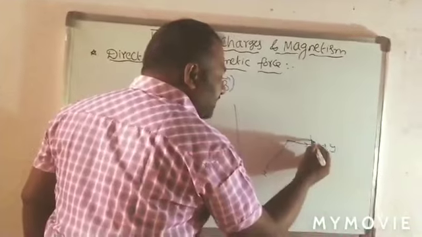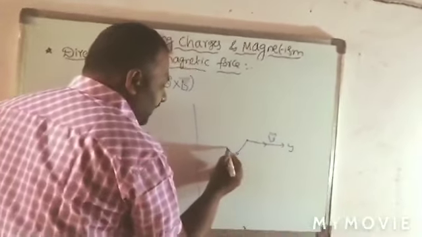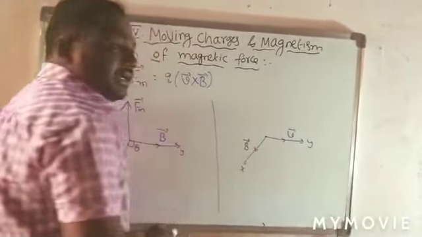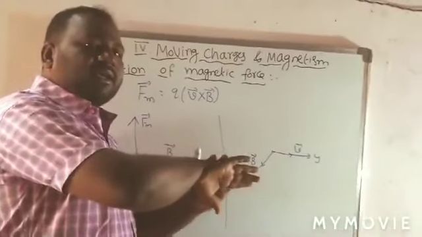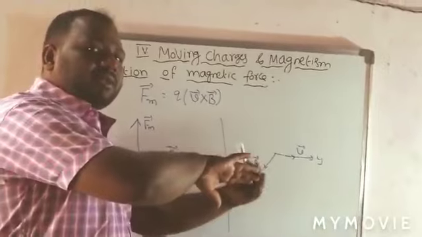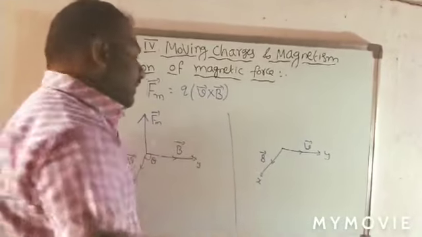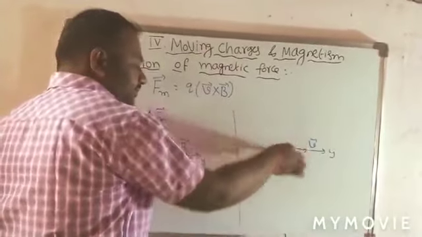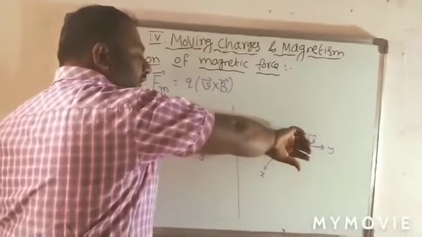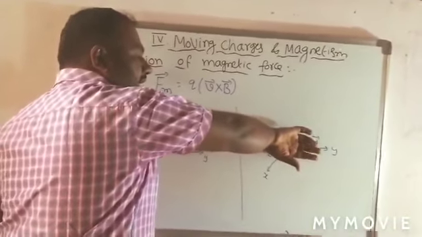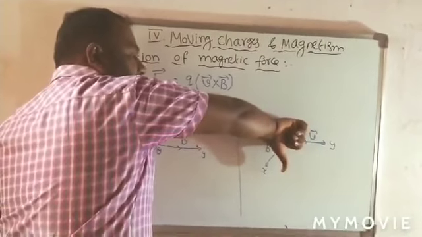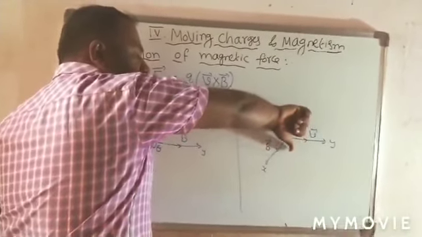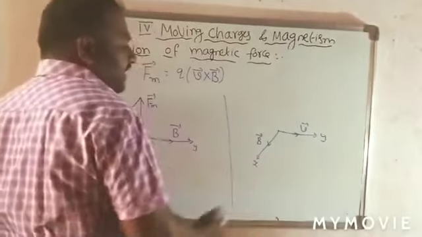Here on the y axis I take the velocity vector, on the x axis I take the field vector. Now again, the thumb and the curling of the fingers are always from the velocity vector to the field vector. See here, in this case we are going to curl the fingers from velocity vector to field vector. When we curl in this manner, what is the direction of force? The direction of force is in the negative z direction.